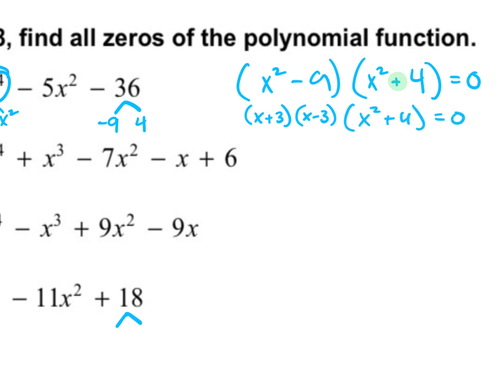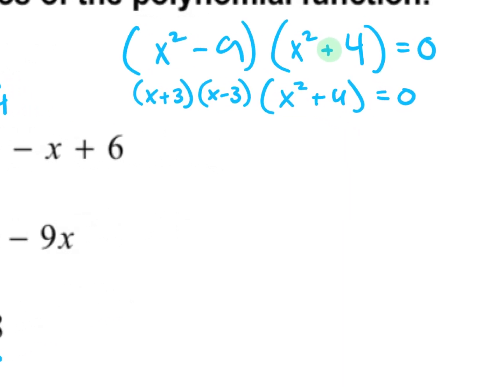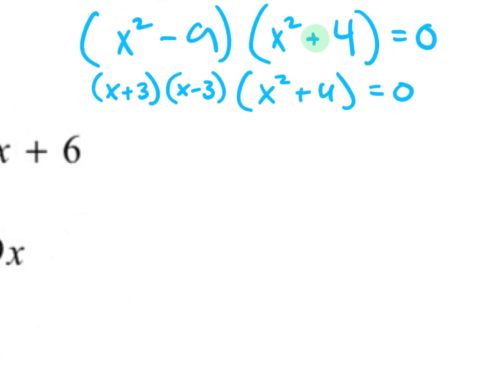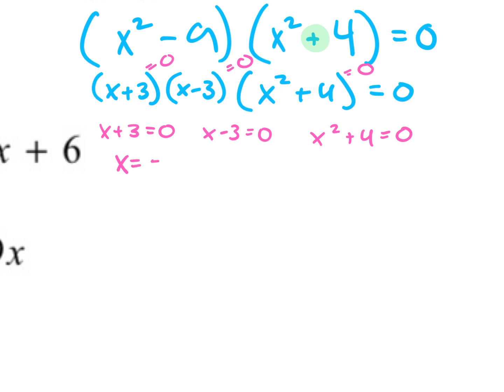Now we are solving. We need to find all the zeros. So what should we do next? Set each one equal to 0. So x plus 3 equals 0. X minus 3 equals 0. X squared plus 4 equals 0. So in the first one, we get x is equal to negative 3. X is equal to positive 3.